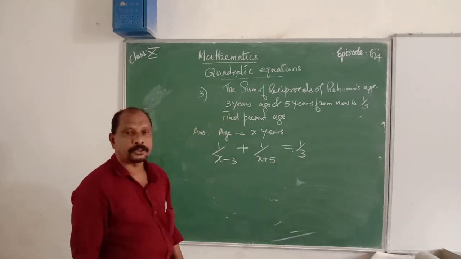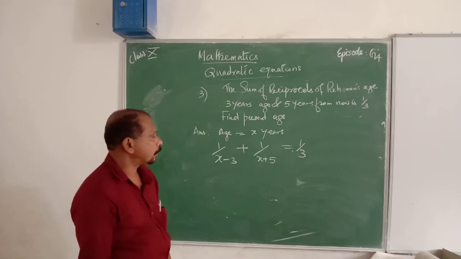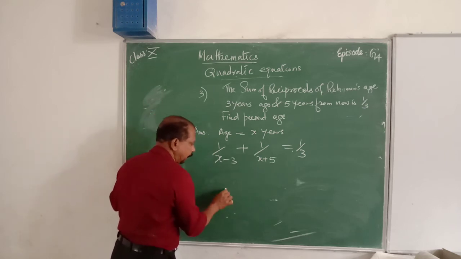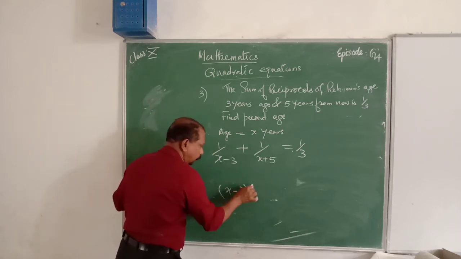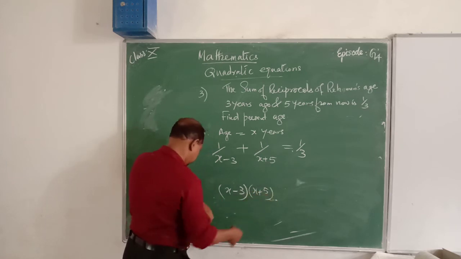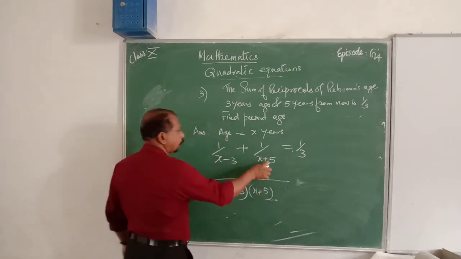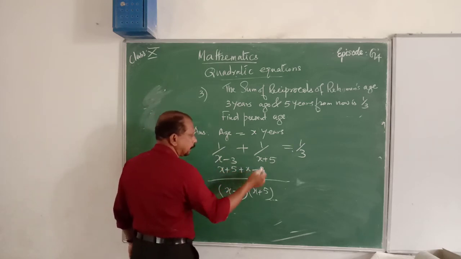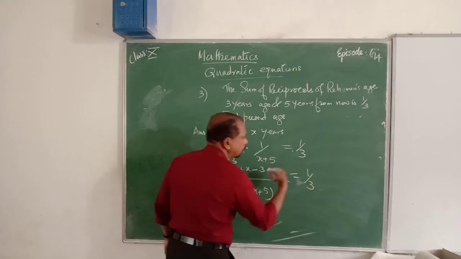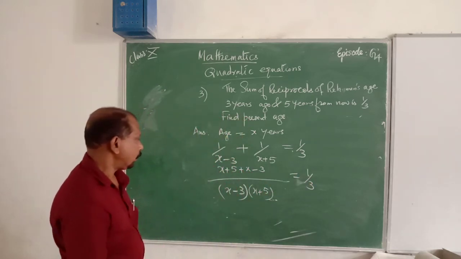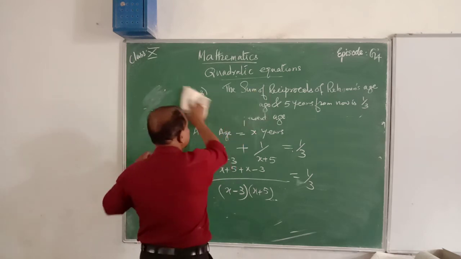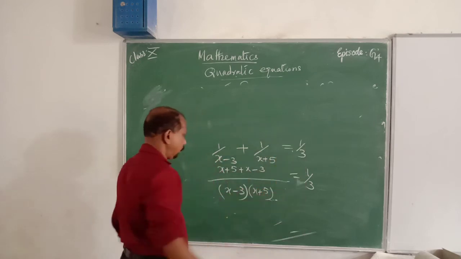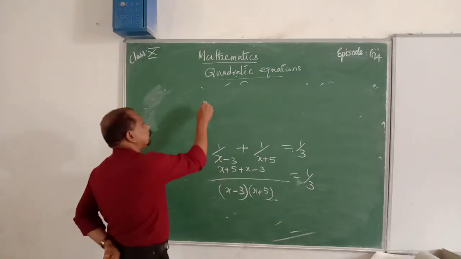Rearrange for quadratic and solve. Then the LCM is x minus 3 and x plus 5. That is x minus 3 into x plus 5 upon cross multiplication. x plus 5 plus x minus 3 is equal to 1. Then x plus x is 2x.